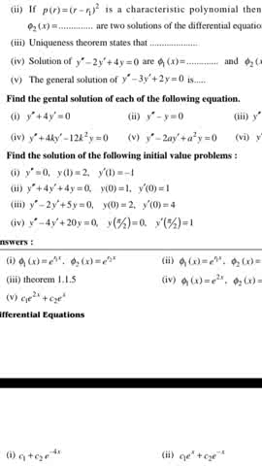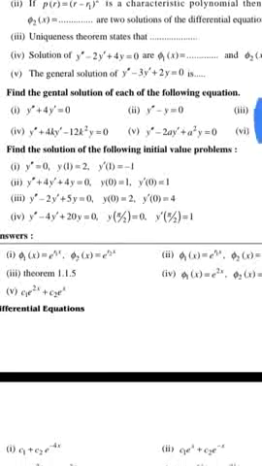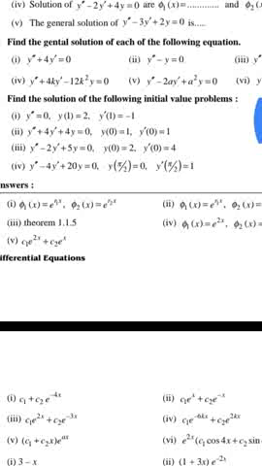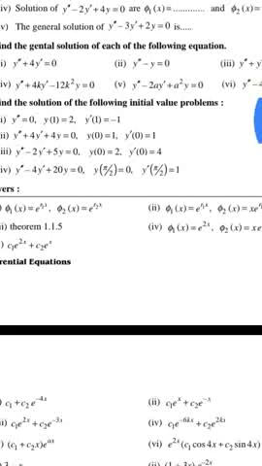Therefore phi 1 of x is equal to e raised to 0x, that is e raised to 0x is equal to 1, and phi 2 of x is equal to e raised to minus x, and the general solution is phi of x is equal to c1 plus c2 e raised to minus x. It is the required solution.